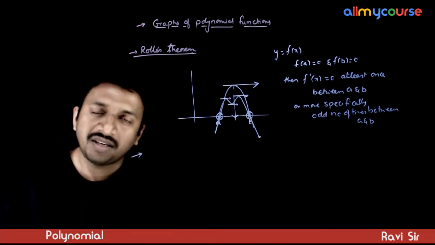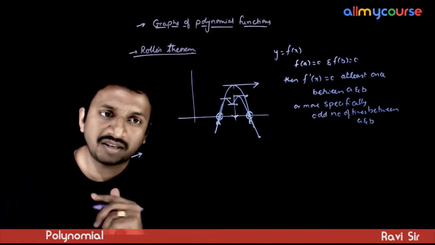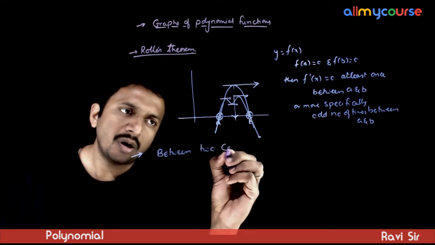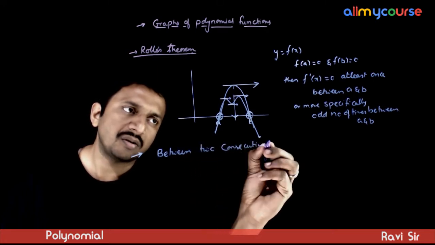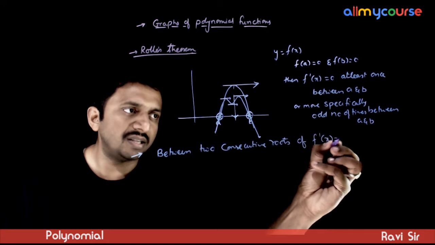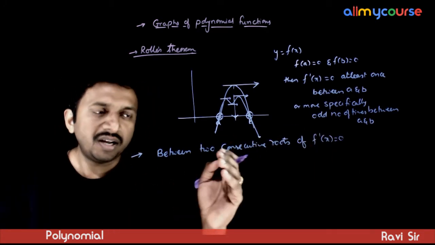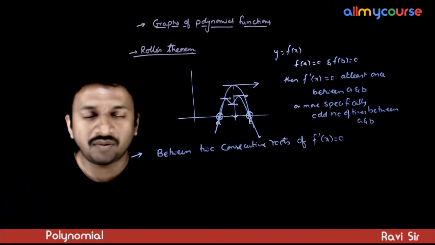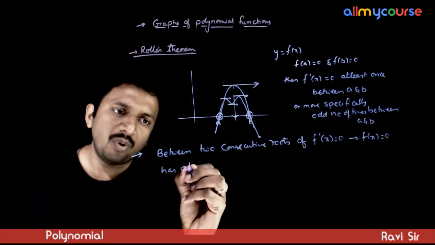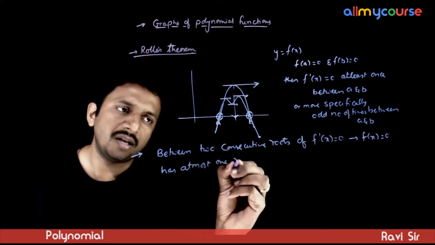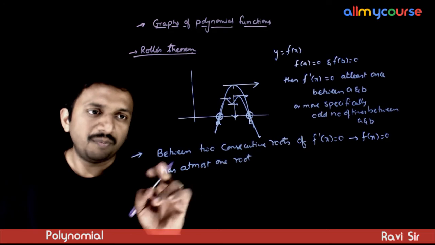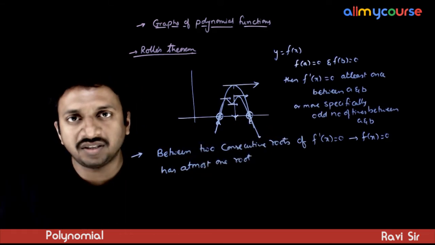And a corollary to this theorem is that between 2 consecutive roots of f dash of x is equal to 0, f of x is equal to 0 has at most 1 root. f of x is equal to 0 has at most 1 root between 2 consecutive roots of f dash of x is equal to 0.